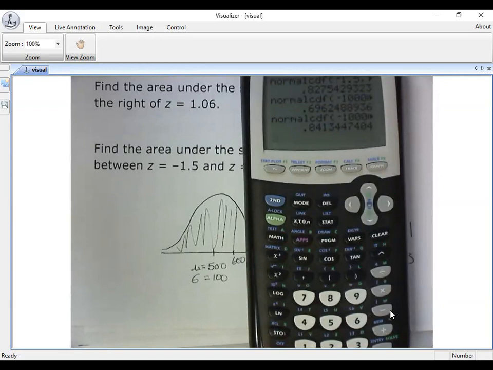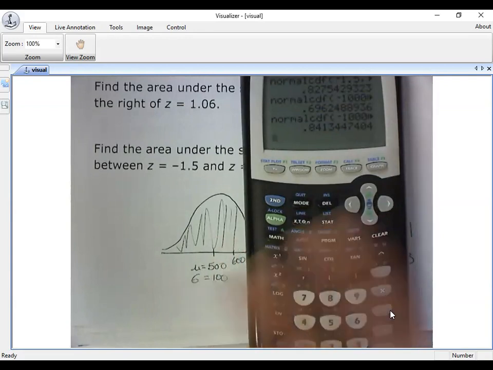Then your mean, comma, and your standard deviation. And then the close parentheses. And then close parentheses. Right. Now, if we had wanted to go ahead and use the z-score but do it in the calculator, should we still get 0.8413? We should.